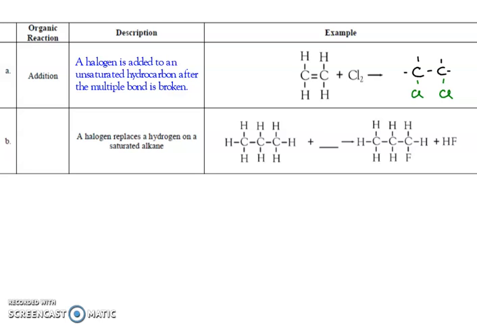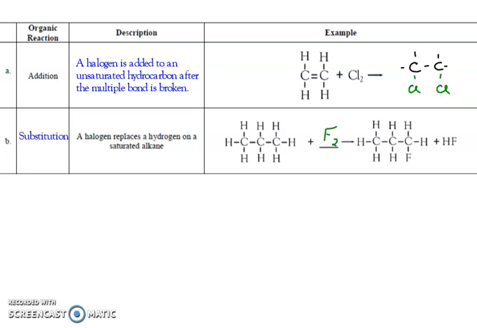The next one says a halogen replaces a hydrogen on a saturated alkane. So if it's an alkane and it's saturated, you know the two S's must go together. So therefore, this has to be a substitution where we're adding fluorine onto the alkane. Well, we're not adding, we are substituting. So we're going to take off this hydrogen right here. So this hydrogen comes off. That hydrogen goes and works with the other fluorine. So we end up with hydrogen fluoride and a fluorinated alkane.